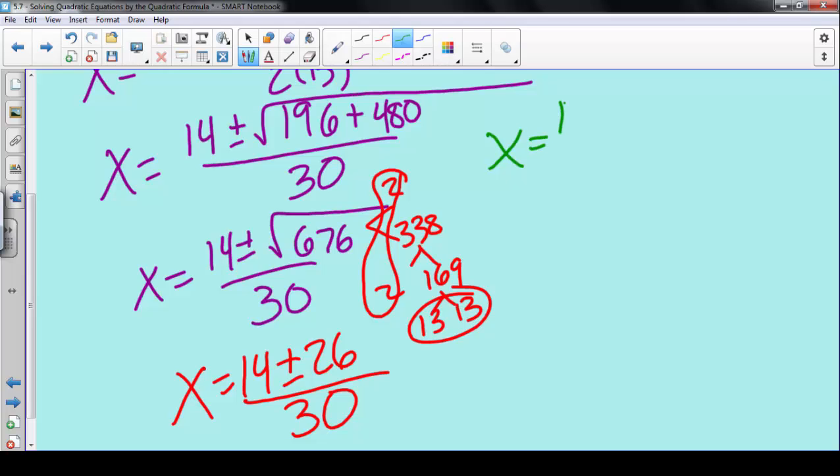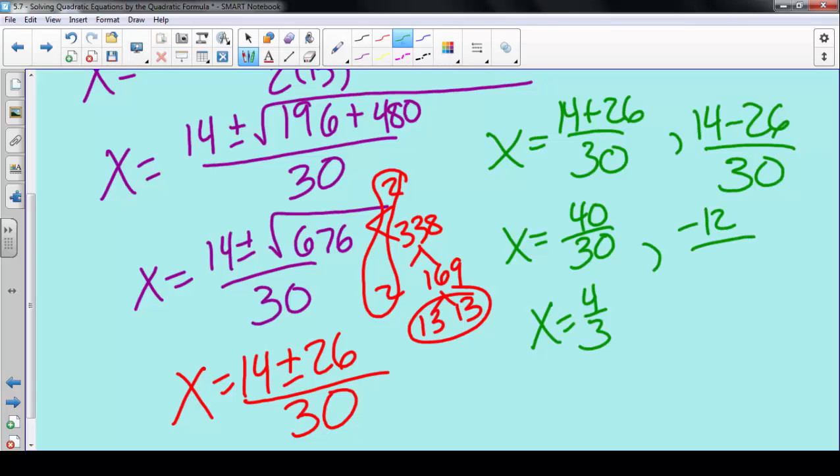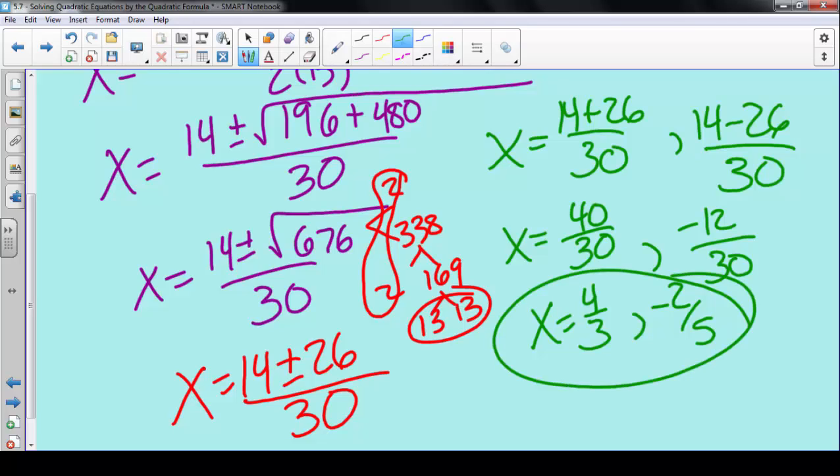We've got x is 14 plus 26 over 30, or 14 minus 26 over 30. Let's do the addition first. 14 plus 26 is 40. Divided by 30 is 4/3. 14 minus 26 is negative 12. Negative 12 divided by 30 is negative 2/5. So either value of this for x will make our original equation work.